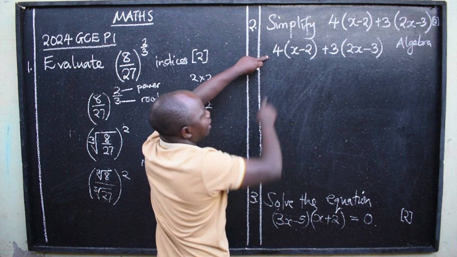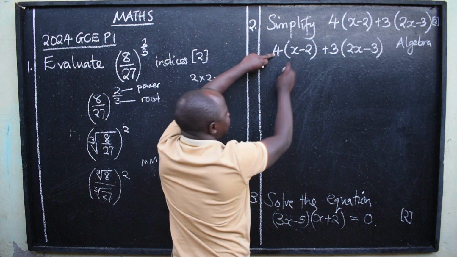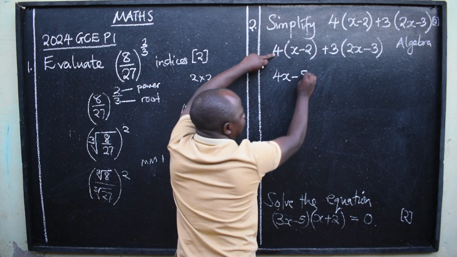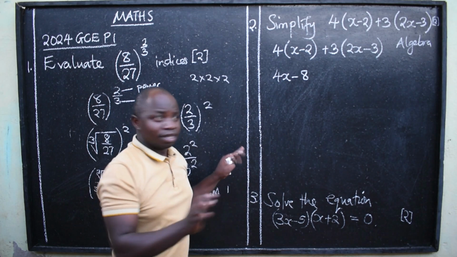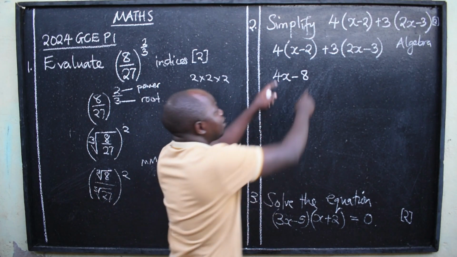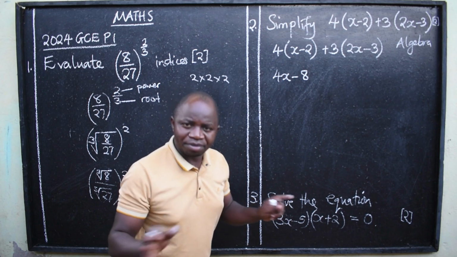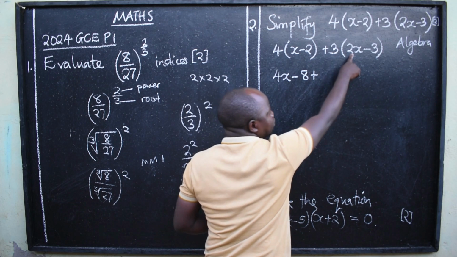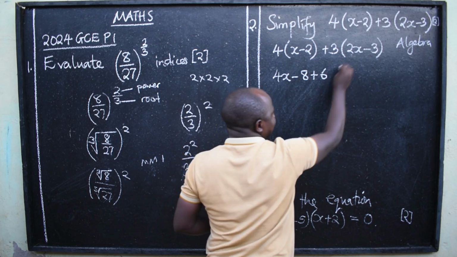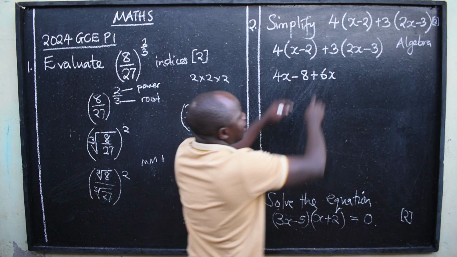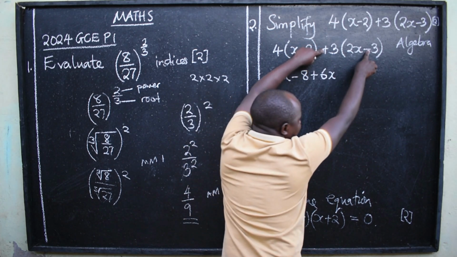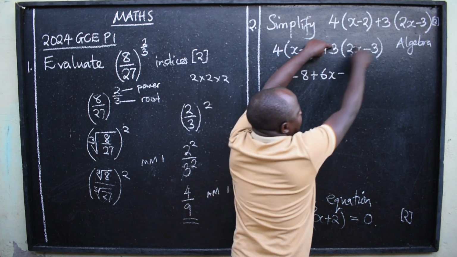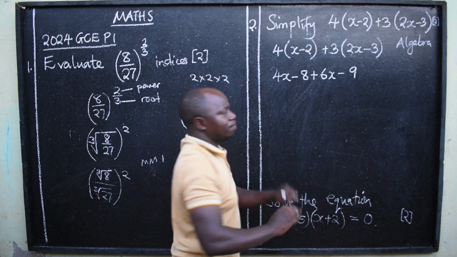How? I'll start multiplying. 4 times x is 4x, minus 4 times 2 is 8. The brackets have gone. I have seen students again bring them down. No, they've gone. There's a plus here. 3 times 2x is 6x. This positive and negative will result in minus 3 times 3 is 9. The brackets have gone.